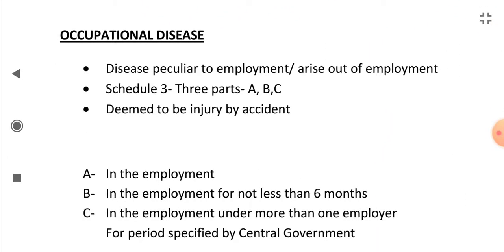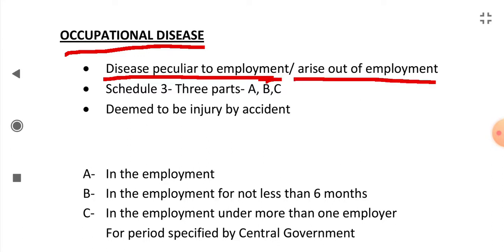What are occupational diseases? The disease is peculiar to the employment or arises out of employment. There are certain diseases which are peculiar to the employment, like in mines the workers get lung diseases. These come under occupational diseases. They are deemed to be injury by accident. They are treated as injury by accident. In Schedule 3 there are three parts: A, B, C.